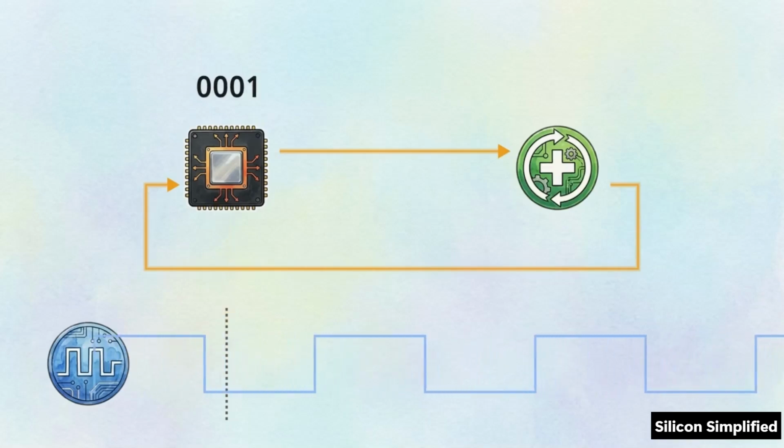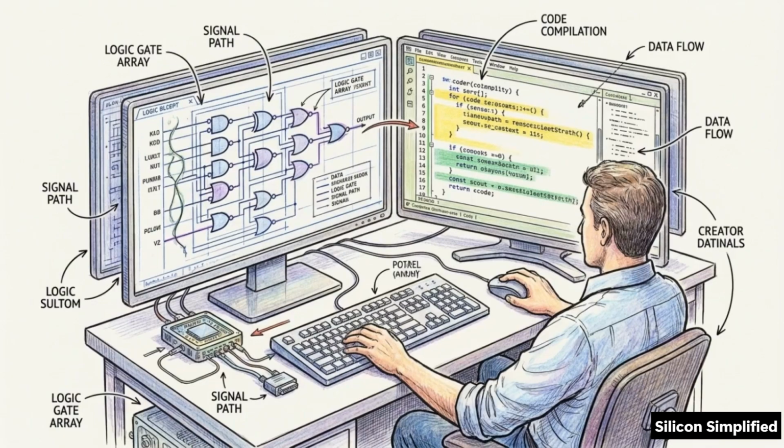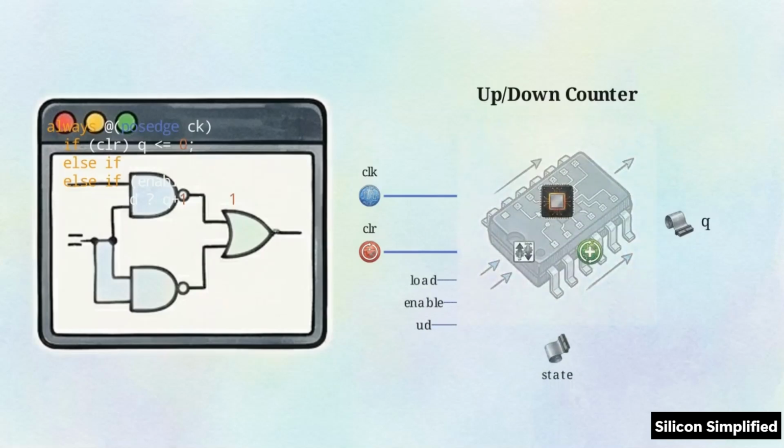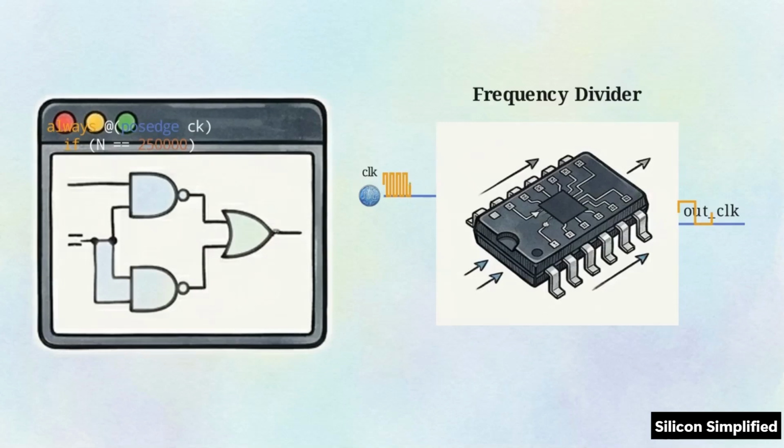The register updates its state strictly on the rising edge of the clock pulse. Today, engineers do not manually route these individual logic gates. We use behavioral-level modeling in Verilog to describe the function we want. By building a basic reset counter, expanding it to a presettable up-down counter, and applying it as a frequency divider, we can see exactly how Verilog syntax dictates the final physical hardware.